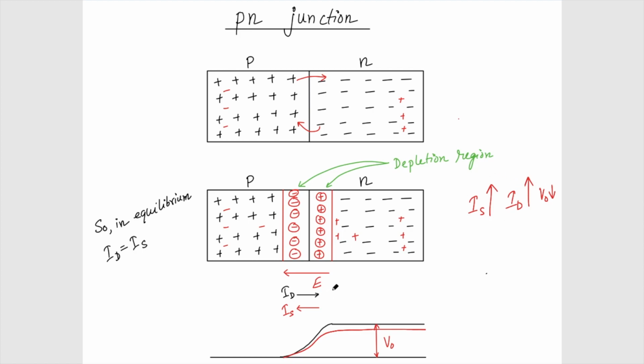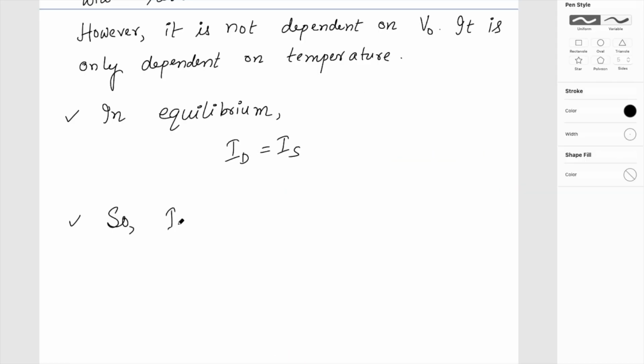On the other hand, if the temperature reduces and the minority charge carriers decrease, so Is decreases, then the Id will also decrease and this V0 will increase. So the V0 will increase. Yeah, so this will happen, and this balance will always be maintained. So if Is increases, then Id will also increase, and this will happen by the reduction in the V0.